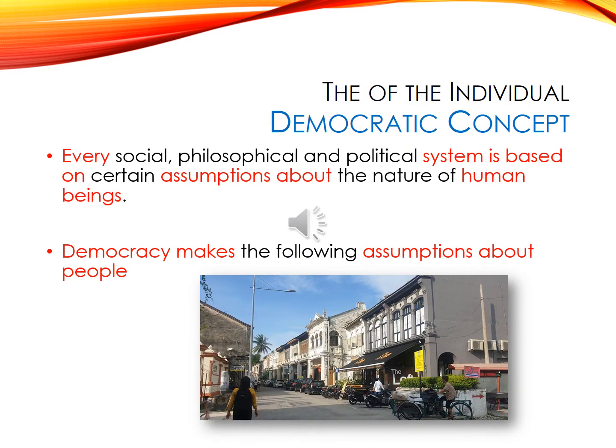Every social, philosophical, and political system is based on certain assumptions about the nature of human beings. Democracy makes the following assumptions about people. Number 1, rationality. Democracy assumes that people are capable of developing a culture in which individuals have learned to listen to discussions and arguments and in which they will try to discover the truth by a rational weighing up of the evidence. They assume the people will realize they cannot get all they want from the government and that it is in everyone's interest to make compromises when necessary.